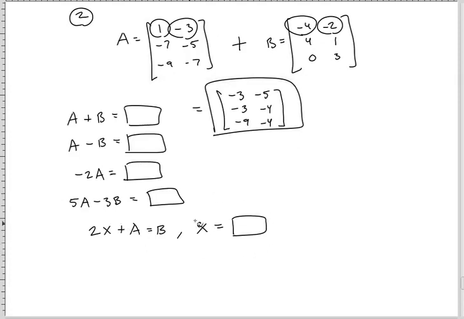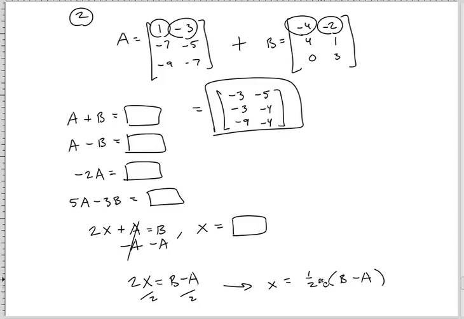For the last one, it's a little more involved. They say we need to solve for x with these equations. So minus A on both sides: 2x is equal to B minus A. You can divide by 2, but I'd rather you multiply by a half. In matrix land, you can't divide necessarily. You can do a scalar division, called a scalar when it's in front like that. But division with two matrices just does not work.